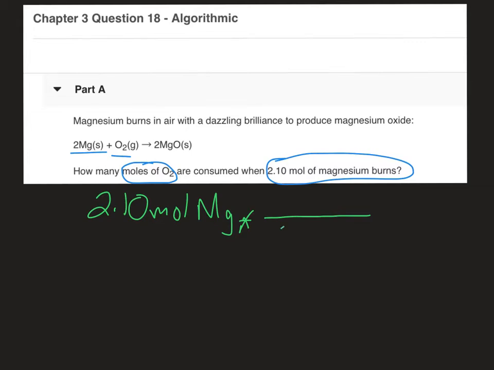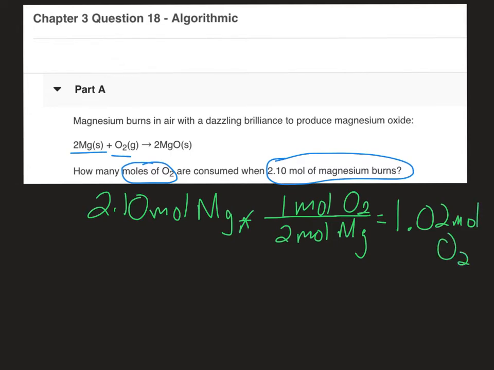So I need to have my 2 moles of magnesium to 1 mole of oxygen. That gives me 1.02 moles of O2. So very simple, not a lot of calculations. A lot of it comes down to being able to read and not going through and trying to convert your moles of magnesium into grams of magnesium just to convert it back out again.